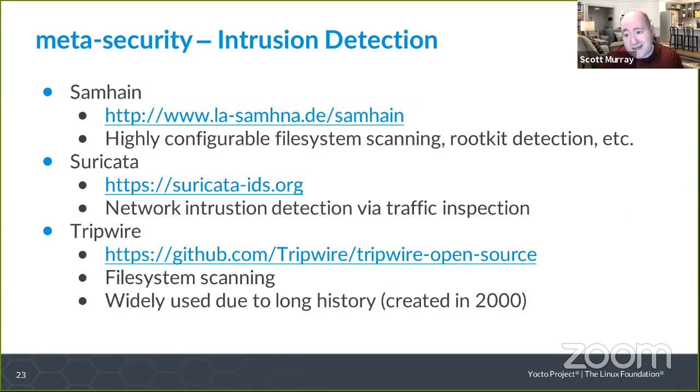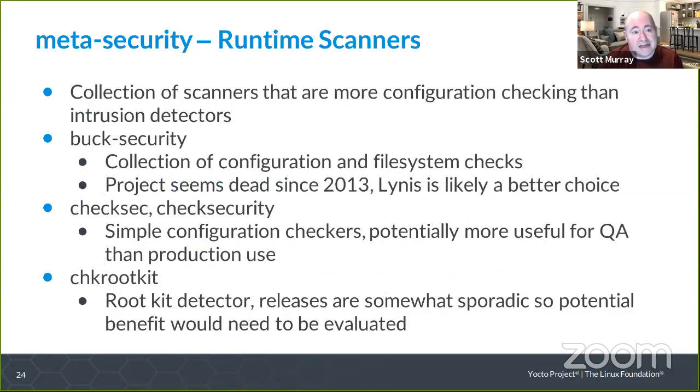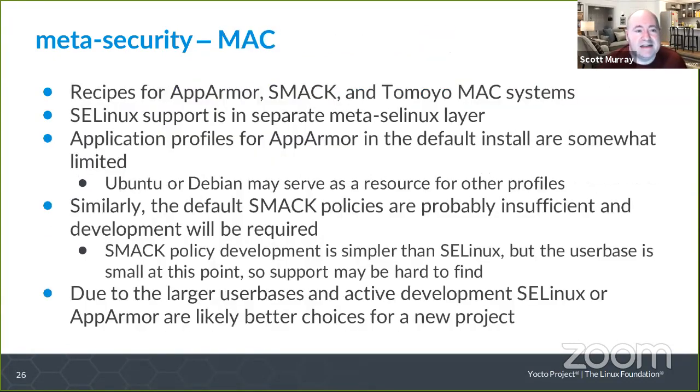So there's also intrusion detection support. I'm going to skip over some of these. The classic one is Tripwire that people have heard of, but there's also network intrusion detection tooling, and Samhain is a more configurable file system scanner. And then there are some older runtime scanners. I'll let you look at the slides. I want to get to the discussion of MAC and the updaters before I completely run over time.